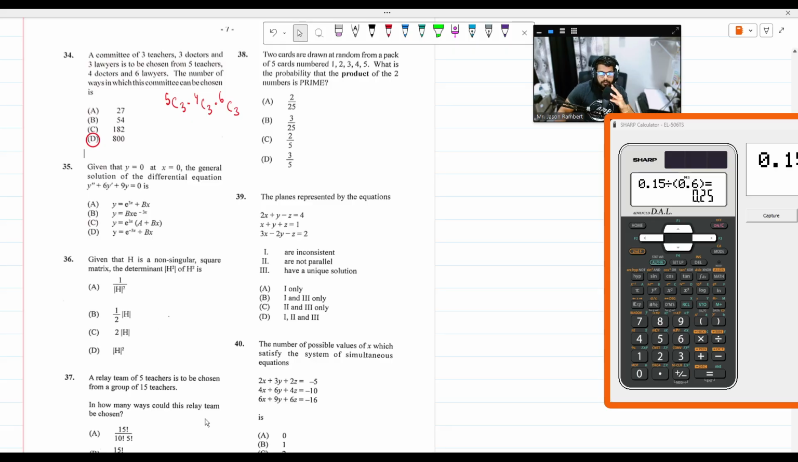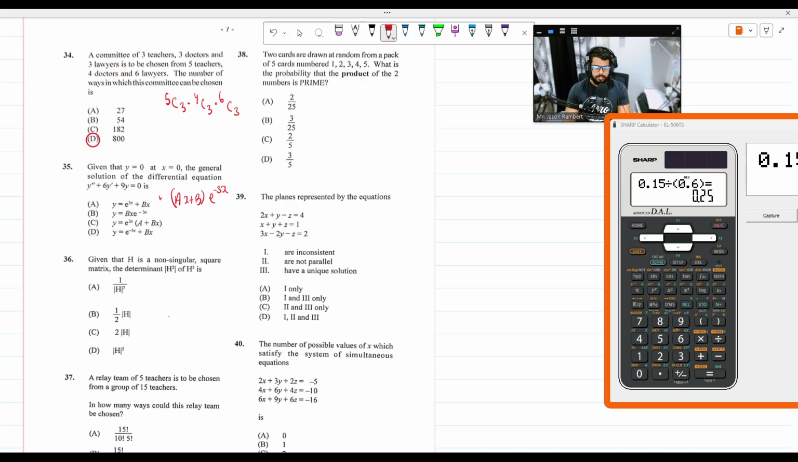This is also another repeat question. Given that y is 0 when x is 0, the general solution of the differential equation is, when I solve the auxiliary equation, I'm going to get one real and equal root. So for real and equal roots, we're going to have (ax + b)e to the root, which is minus 3. Minus 3 would have been the root for this.